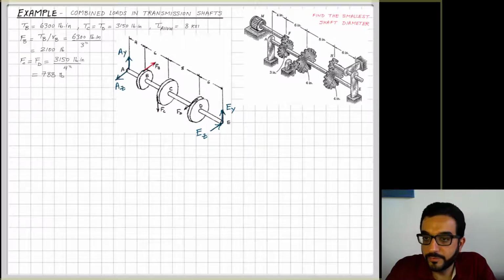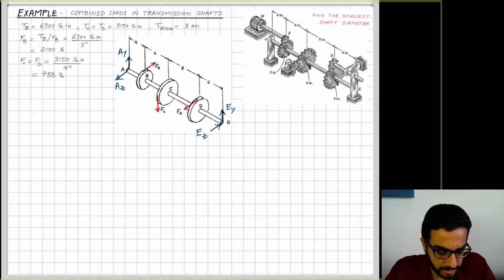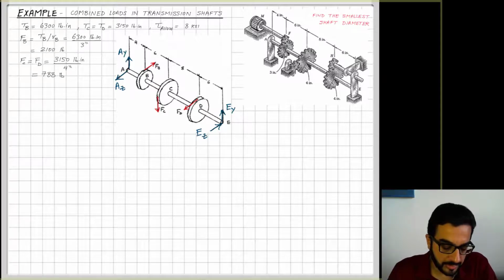And I end up here with the forces, and I can show these forces on the free body diagram of the shaft, and also show the reaction forces applied at bearings A and E. I will assume in some direction these reactions AY, AZ, and EY and EZ. And you can see there are no axial loads or reactions along the length of the transmission shaft.